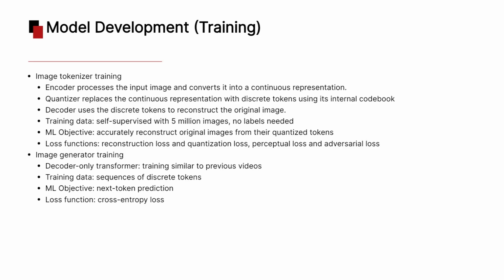The main loss function is cross-entropy loss, which penalizes incorrect token predictions and drives the model to generate more accurate sequences.